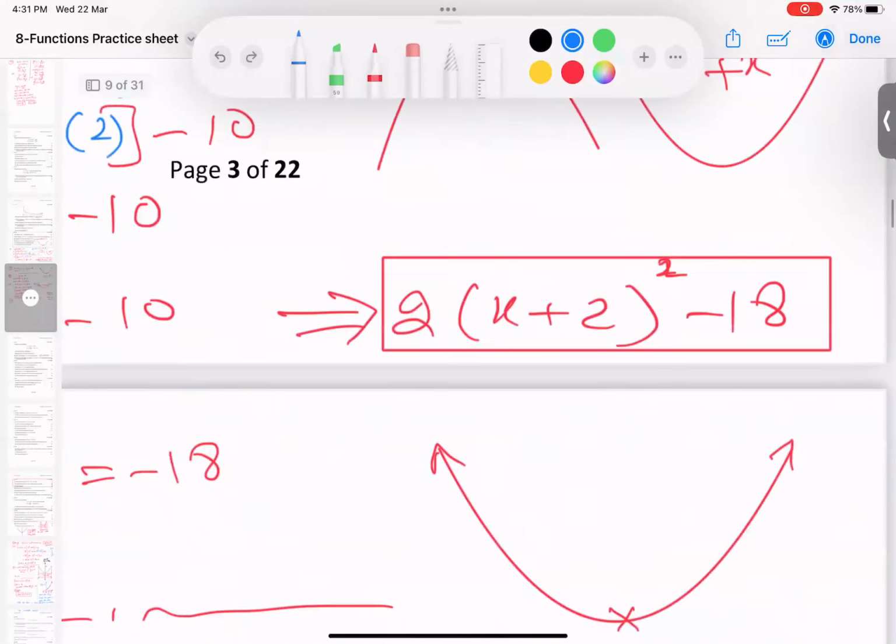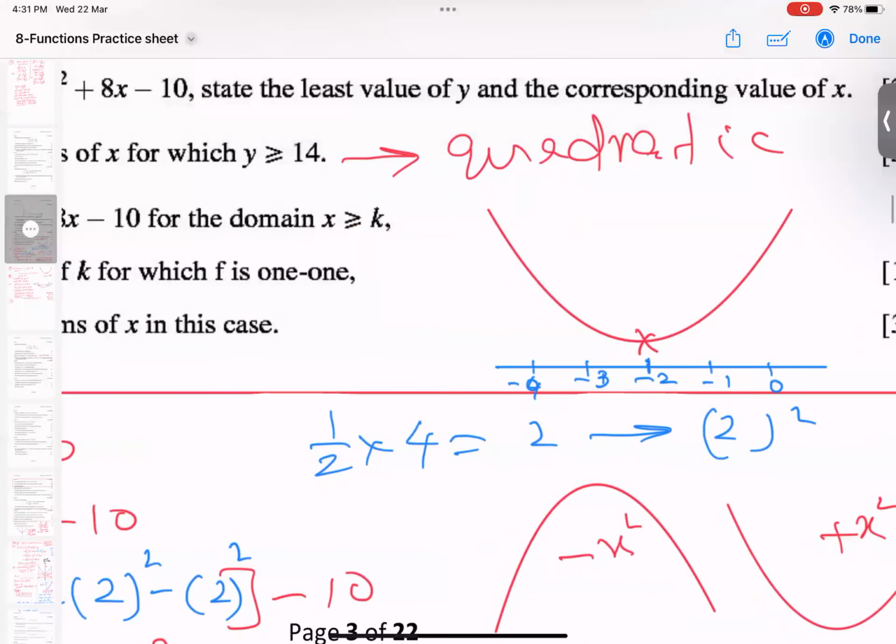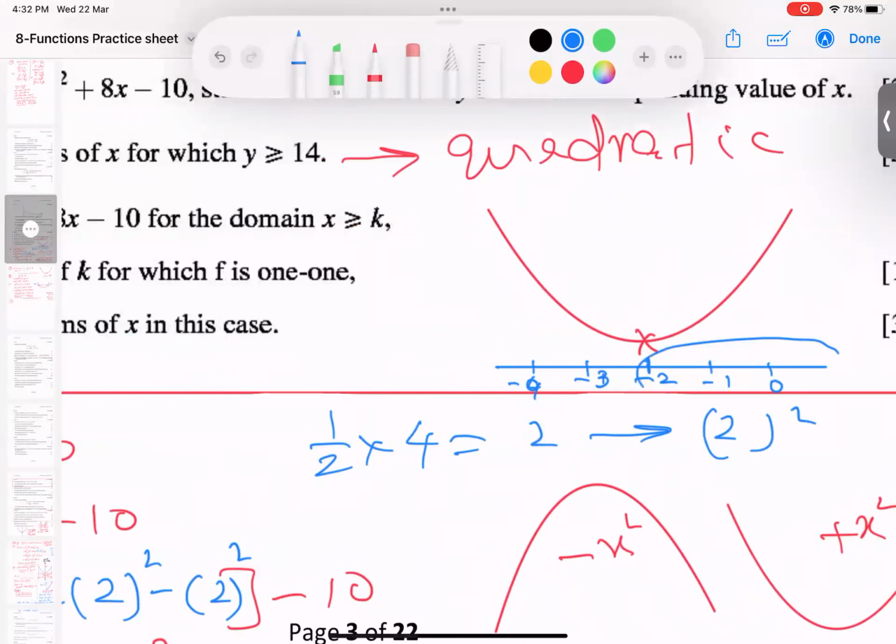The turning point is -2, -18. So have a look here. This number is -2 and negative. So x is -2. Here -1, here 0. Sorry, -1, -2, -3, -4. Here -1, here 0. So if I ask you the least value, naturally the least value comes from the right side. If you're coming from the right side, come back and stop here, because the curve is coming, and we have to stop the curve at this point. So this is called the least value.